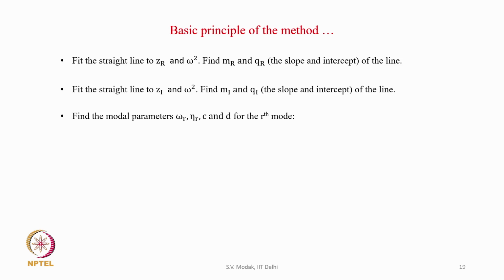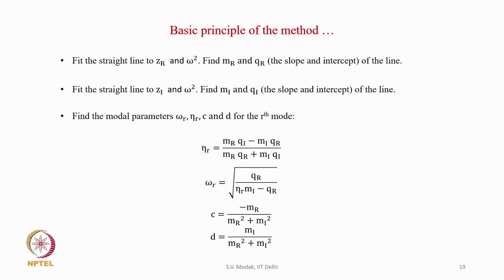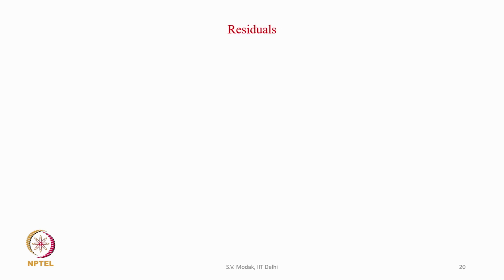And then what do we do? We determine the modal parameters omega r, eta r, c and d, which make up the modal constant for the Rth mode, using these relationships. From the expressions we derived earlier, we can obtain these relationships for the modal loss factor, natural frequency, and c and d. In this way we get the modal parameters by fitting straight lines to the real and imaginary parts of the inverse FRF. Now, we are going to discuss what residuals are.